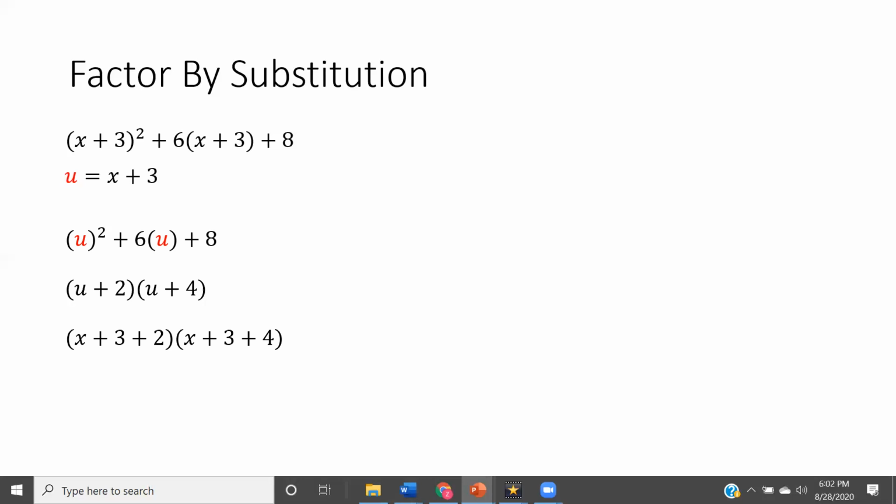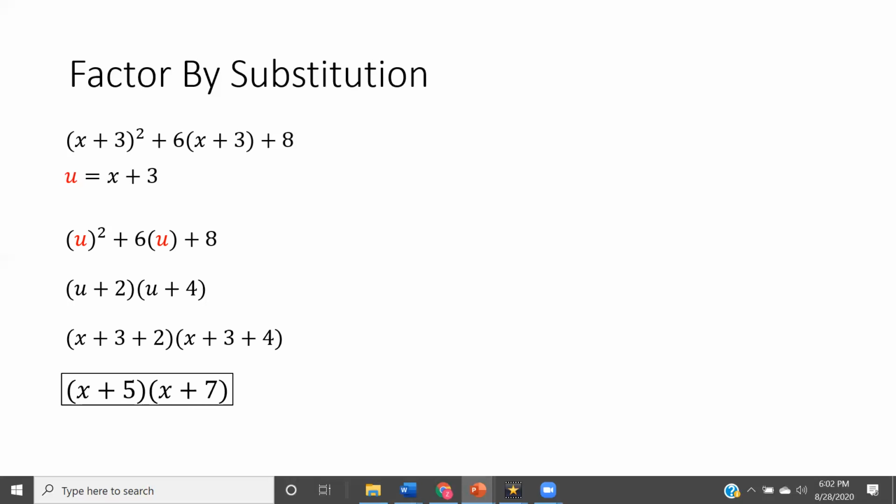And so once I'm done factoring, now I just have to plug back in what my u originally was. So I said u is equal to x plus 3. And now I'm going to put back in u is equal to x plus 3. And so once I substitute that back in, I just simplify. 3 plus 2 is 5. 3 plus 4 is 7.